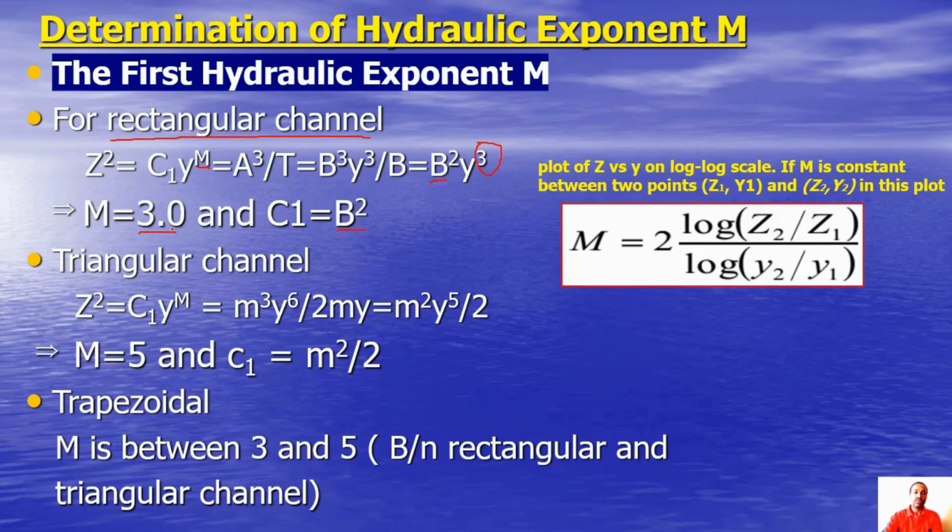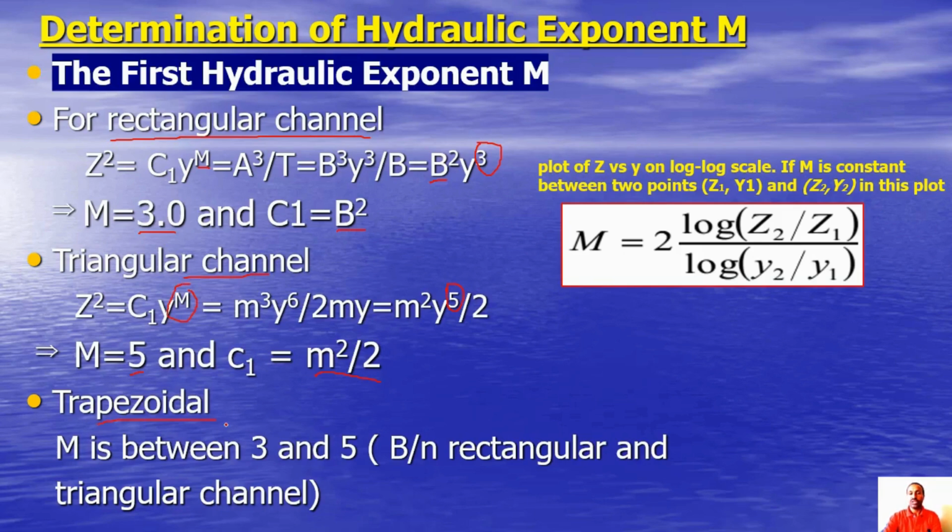Instead of m, you have 3. Then for triangular channel, the same, you will have m square over 2 for c1, then m will be 5. Just the exponent, you can read this one. This is 5 instead of m.